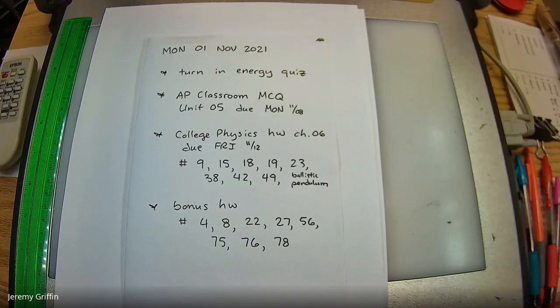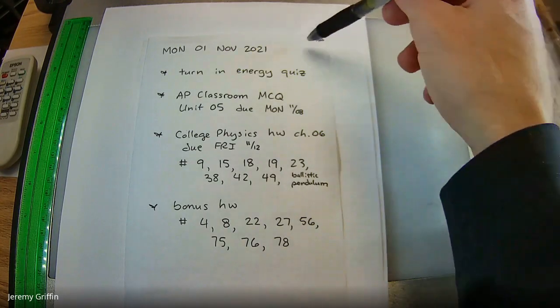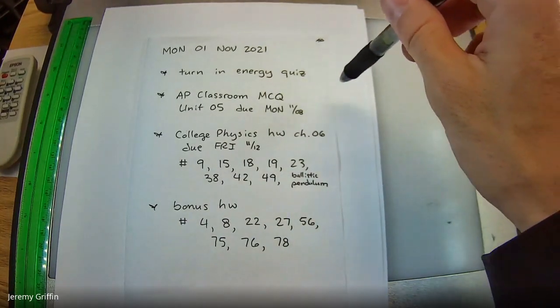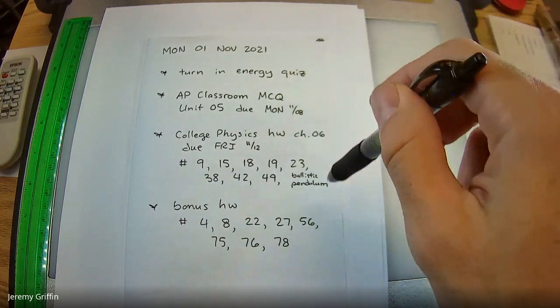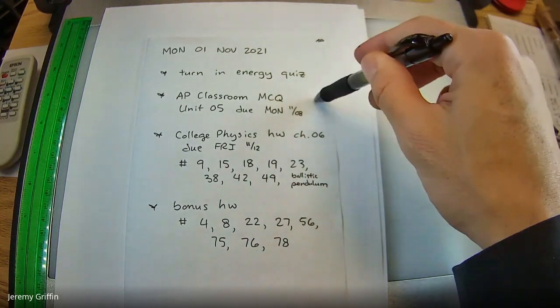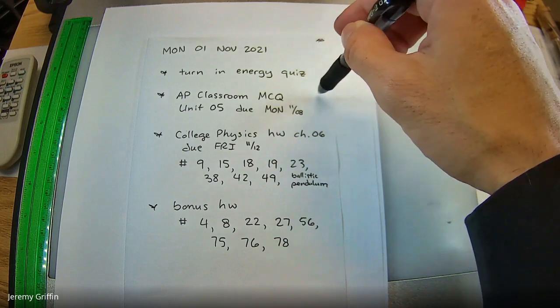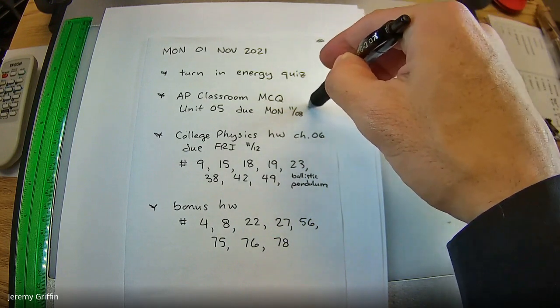Okay, recording's re-rolling. It's Monday, November 1st. You guys all just turned in your energy quiz, so I'll get those graded pretty soon. Let's look at the next few assignments coming up. So you guys have AP Classroom multiple choice questions. This is Unit 5. Let's have that due one week from now.